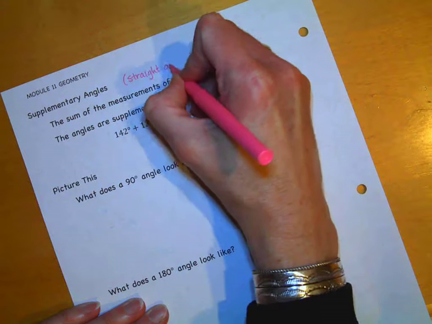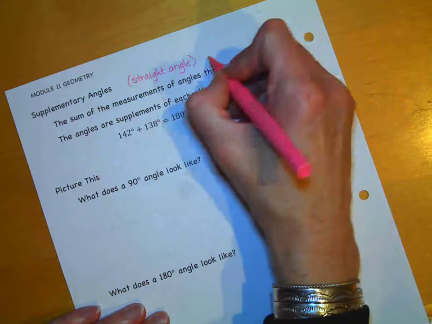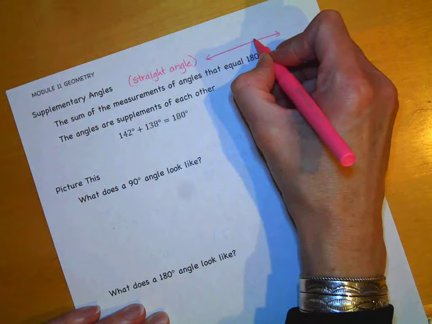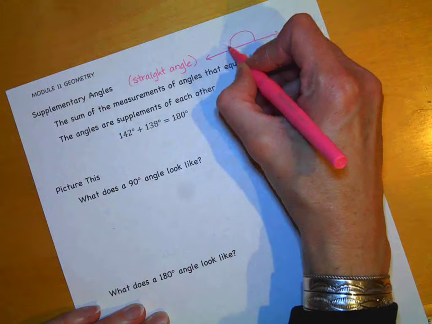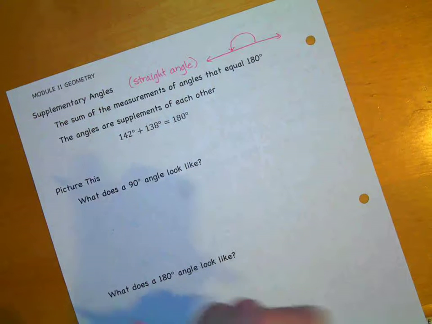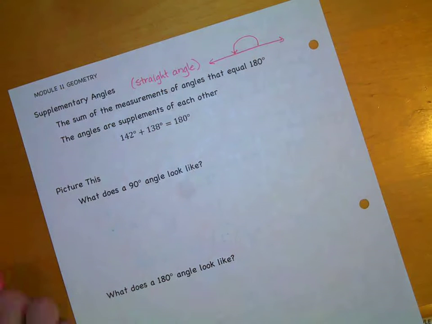Okay? And that's kind of funny when you think about straight angle. Well, if it's straight, does it really have an angle? And it absolutely does, because you're talking about here's the line, and if you were to use your protractor, you're talking about this angle right here. And that angle is always 180 degrees. Okay? So the sum of the measurement of the angles equals 180.